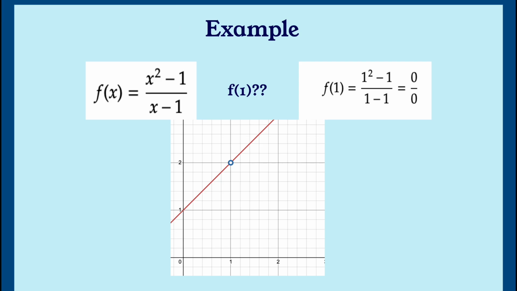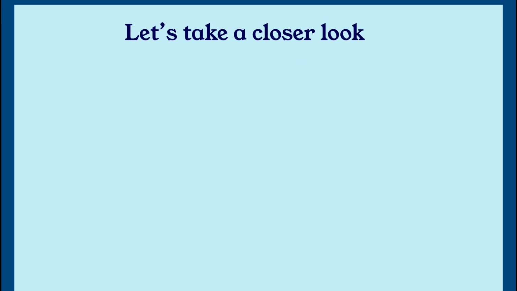However, taking a look at the graph, we do see a hole, which represents an undefined value. But we see that there's a point (1, 2). So does f of 1 equal 2? Well, no, it's still undefined. However, as we get closer and closer to 1, the values get closer and closer to 2. So let's take a closer look to see what's going on.